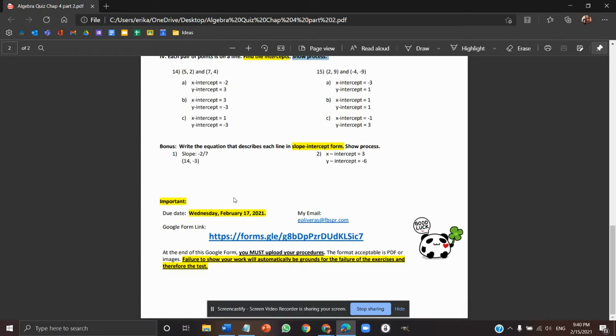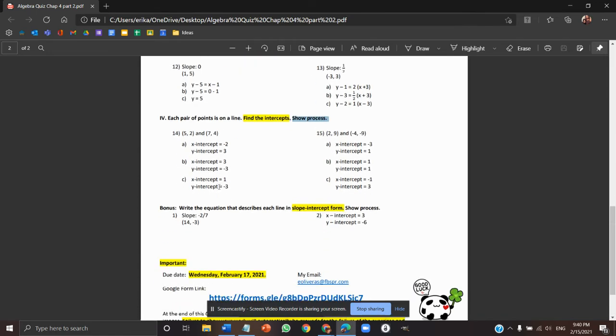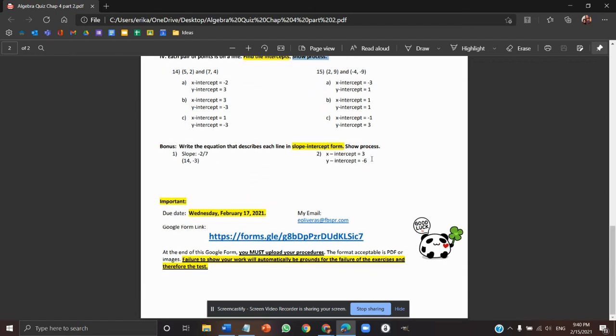And in the last part right there, you have a bonus, and the bonus is a little bit longer. It says here, write the equation that describe each line in slope-intercept form. Again, slope-intercept form is this one right there. And show the process. Very important for me to give you that bonus. You have to show the process.